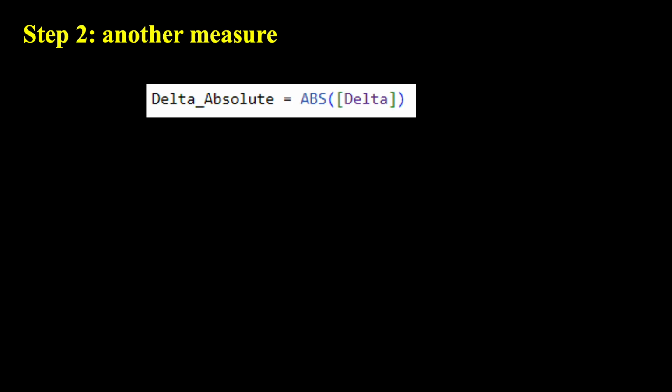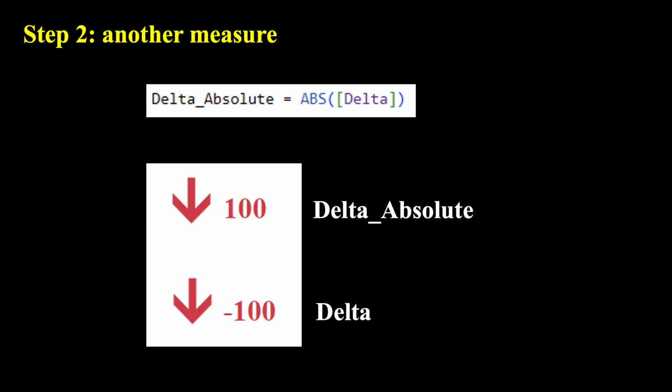Step 2. Create another measure for the absolute value of delta, using the ABS function, which stands for absolute. And the reason is that we need to display the negative values without the minus sign for the downward.